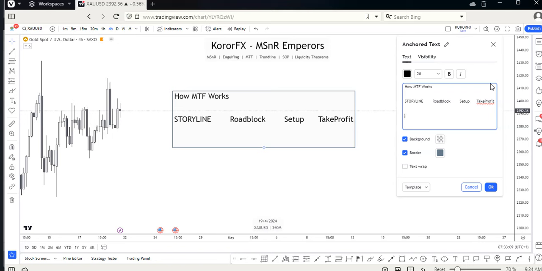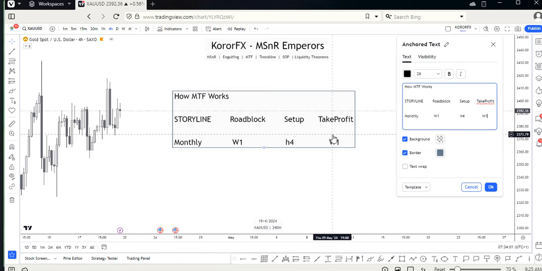For example, if a monthly storyline begins, then the time frame that I want for roadblocking is weekly. This is okay for my setup. I will look for setups at H4, and take profit will be daily. No. It must be the roadblock time frame. The roadblock time frame would be the weekly. So always the roadblock time frame and take profit time frame will be the same.